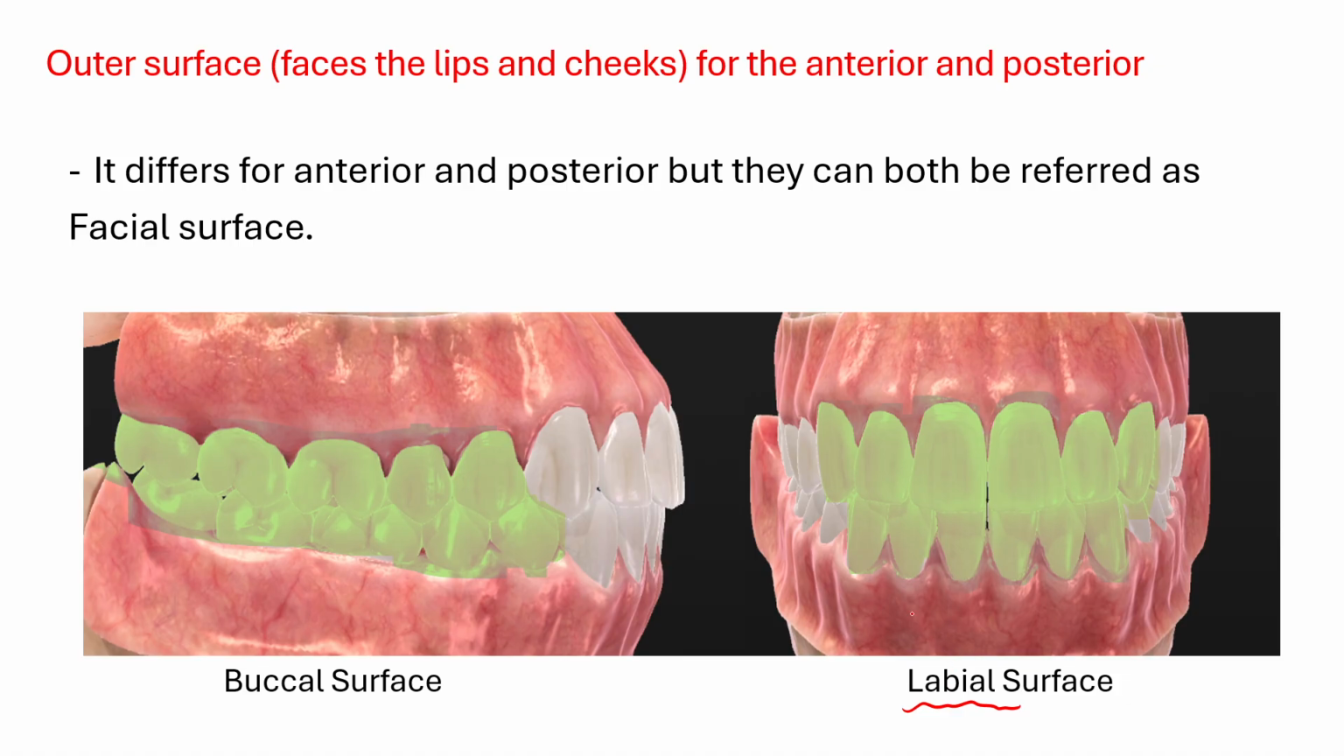towards the lips, and for the posterior teeth we call it the buccal surface. Buccal relating to the cheek. The word buccal means relating to the cheek. The word labial means it relates to the lips. So for the posterior, as you can see, it's called the buccal surface. For the anterior, it's called the labial surface. It's the same for the upper teeth and the lower teeth.